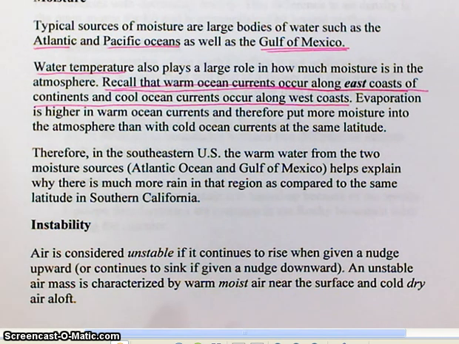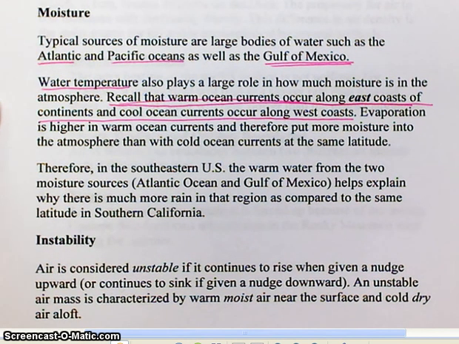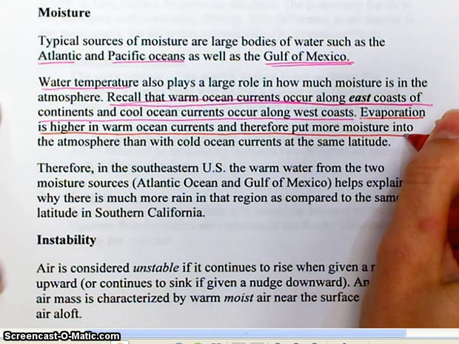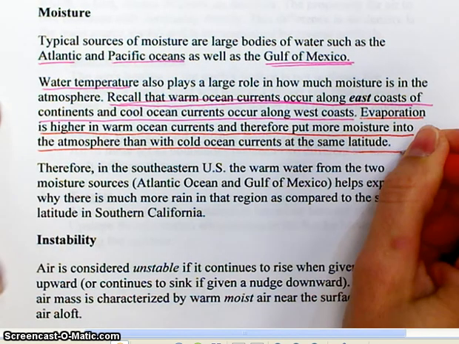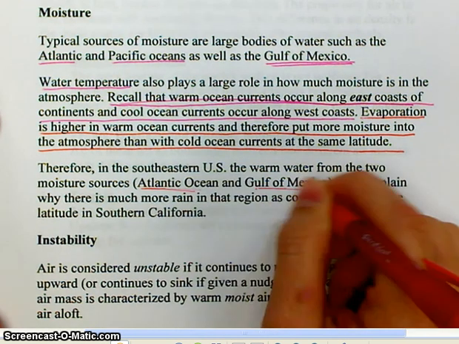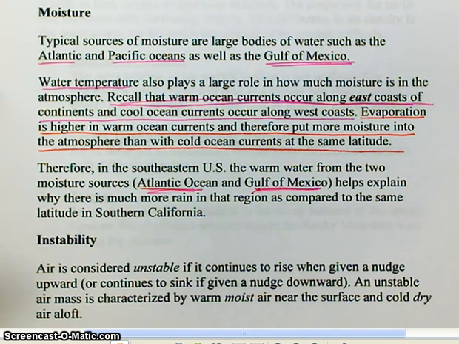All right. So ingredient number 1, remember, was moisture. We have to have a source of moisture. Okay? I want you to underline this sentence also, just to remember that. Okay. And in our region of the country, remember that it's primarily the Atlantic Ocean and the Gulf of Mexico, especially here in Texas, it's the Gulf of Mexico, that are going to provide that moisture for us.